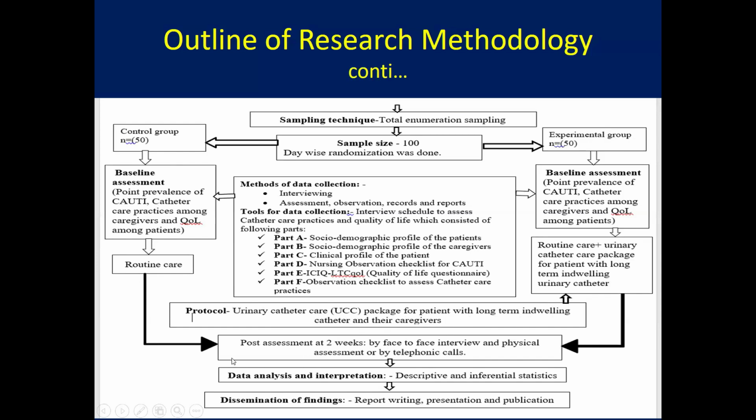And after this, post-assessment was done at 2 weeks after enrollment in the study by face-to-face interview, physical assessment, or by telephonic calls if patients or caregivers were unable to come to our OPD. And now after that, this is the data analysis or interpretation, same descriptive and inferential statistics. And after that, this is the dissemination of findings. We have to do report writing, presentation, and publication. Presentation I'm just doing, and publication after thesis submission, we have to do for generalizability.